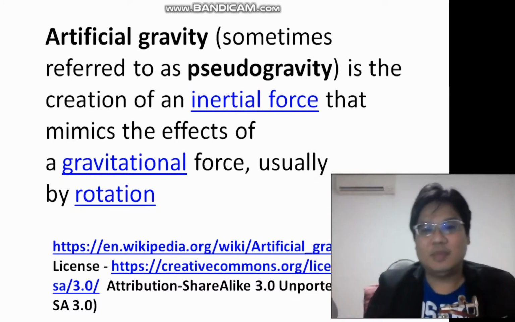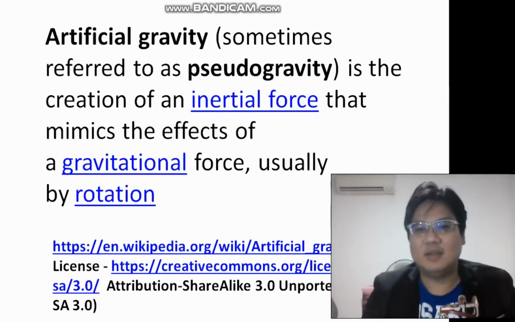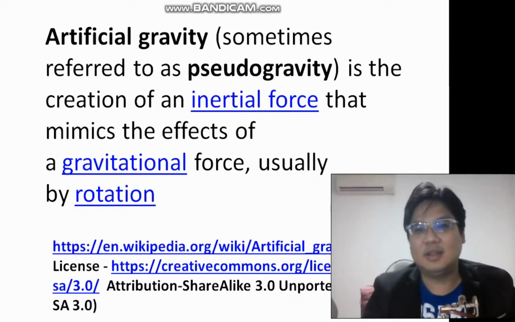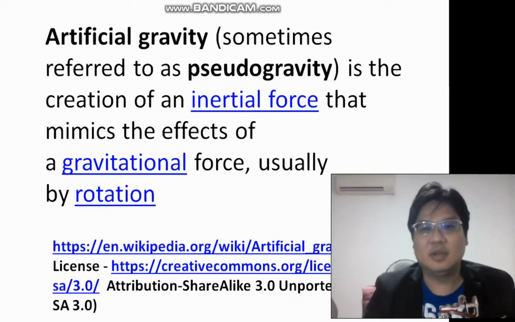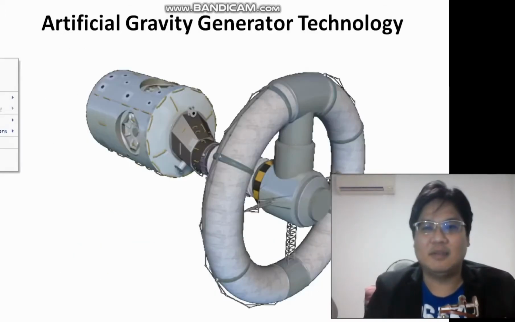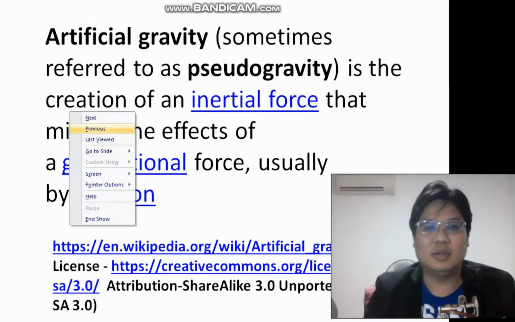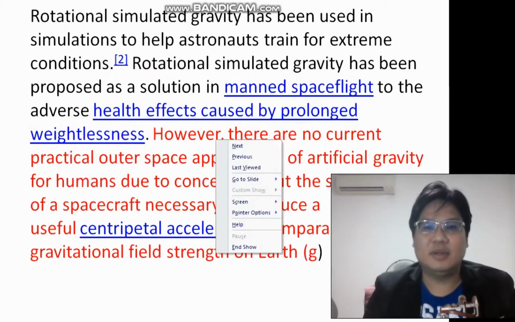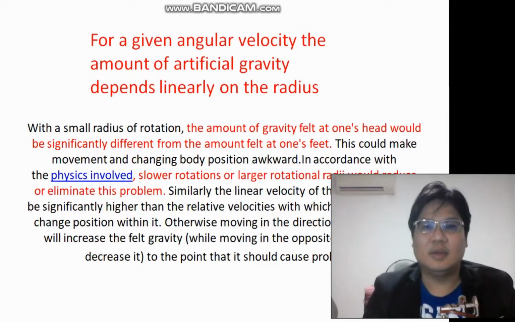It's not so easy to actually create this, and there's no actual station that was created in space for this because of the engineering challenges and also some difficulty that they face. Now let's go on and read to see the difficulty. So it's centripetal acceleration. But before we go to that, let's go to the amount of artificial gravity.